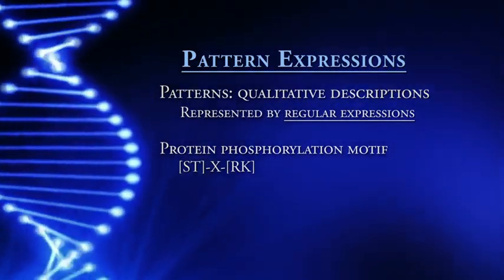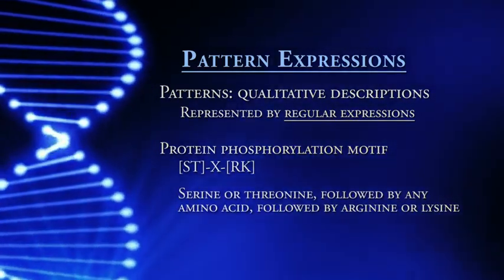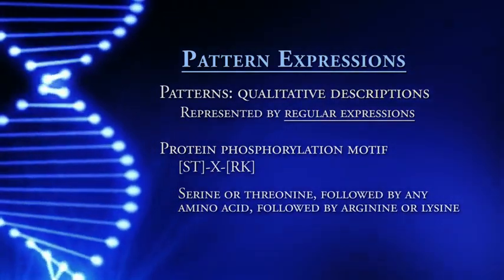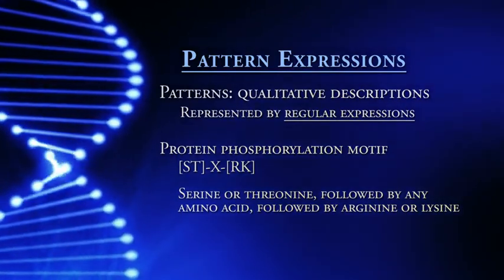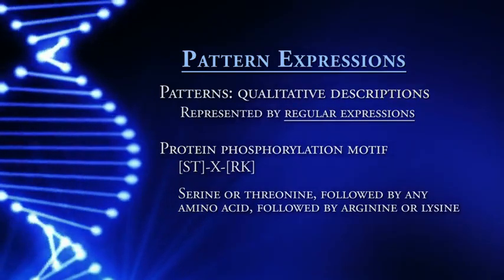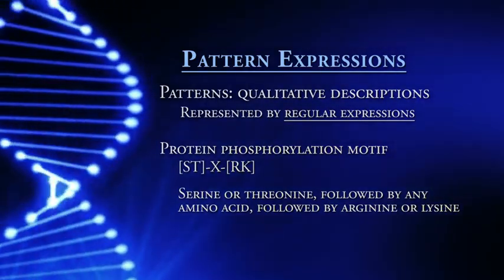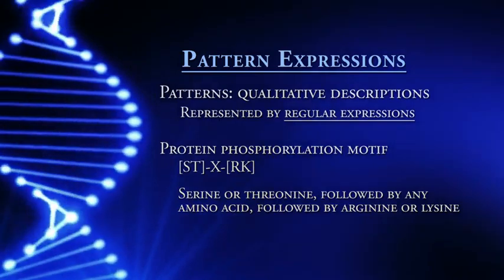What that means is the S for serine and the T for threonine. That means that in the first position of the pattern is serine or threonine. X means any amino acid, so that means serine or threonine, followed by any amino acid, followed by R or K, arginine or lysine. So everything within a bracket is an OR. So S or T, followed by X, followed by R or K. That's an example of a short pattern. It's relatively short, and it can occur very often in a protein.